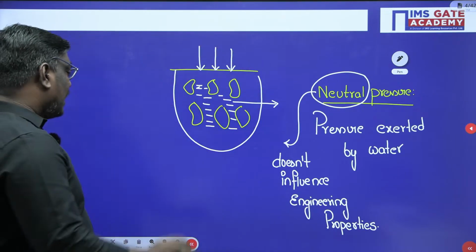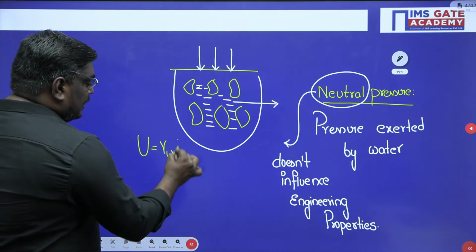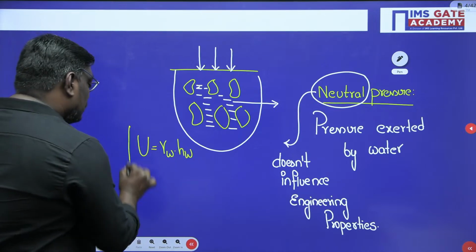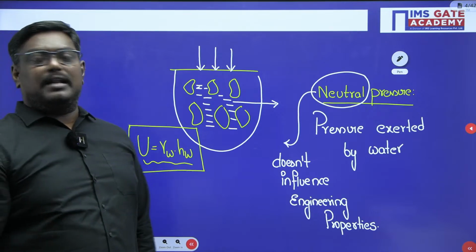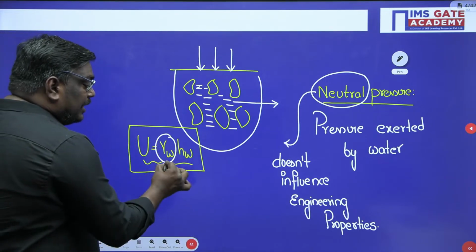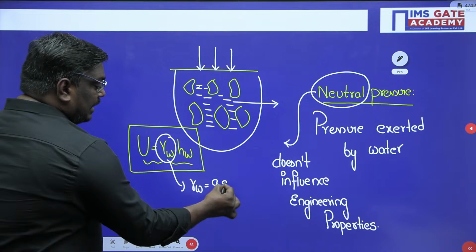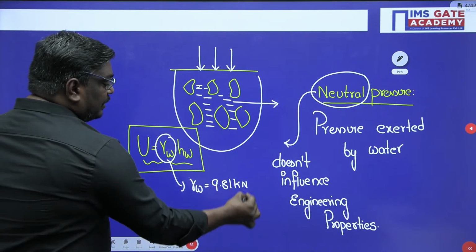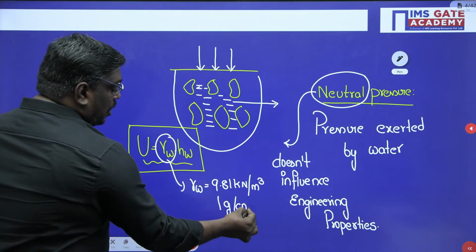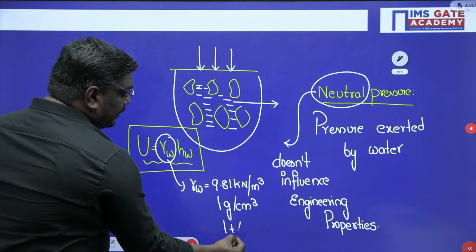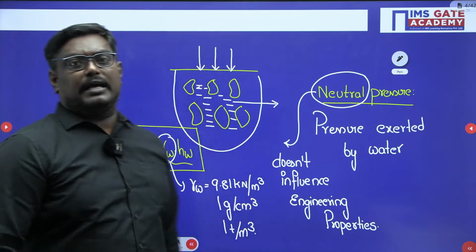Now my dear students, how do you represent pore water pressure? Pore water pressure is nothing but gamma W into HW. What is gamma W here? It is the unit weight of water. Gamma W, which I have told you already, is equal to 9.81 kilonewton per meter cube, or 1 gram per centimeter cube, or 1 ton per meter cube. So my dear students, this is all about the neutral pressure. Any doubts, you can ask me, students.